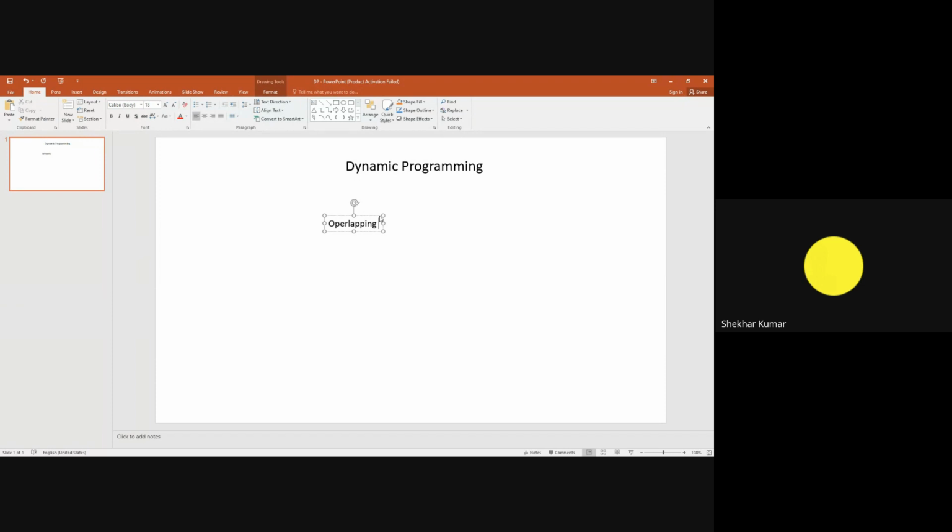So in the dynamic programming algorithm, we characterize the structure of an optimal solution. And then we recursively define the value of an optimal solution. Here the word recursive is very important. And after that, we compute an optimal solution of a subproblem in a bottom-up approach. After that, we construct an optimal solution of the whole problem from the computed information.